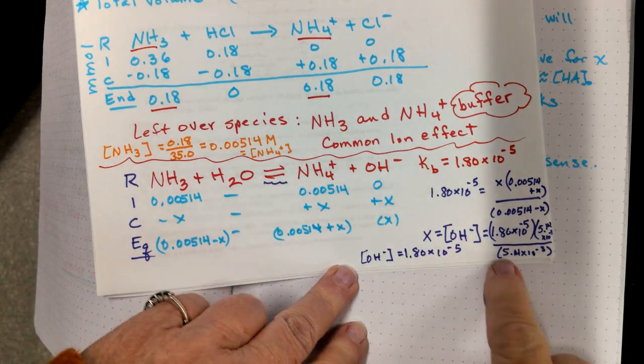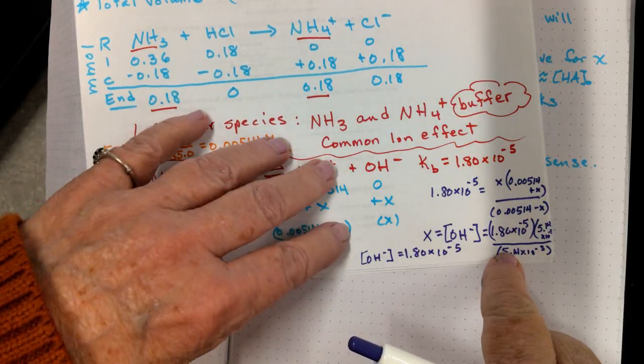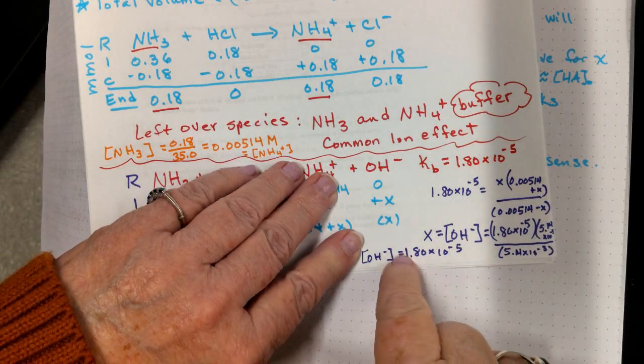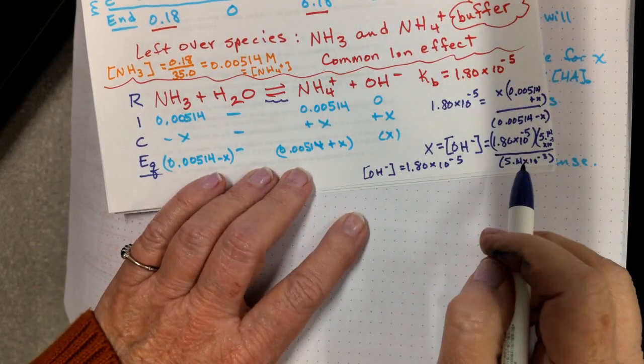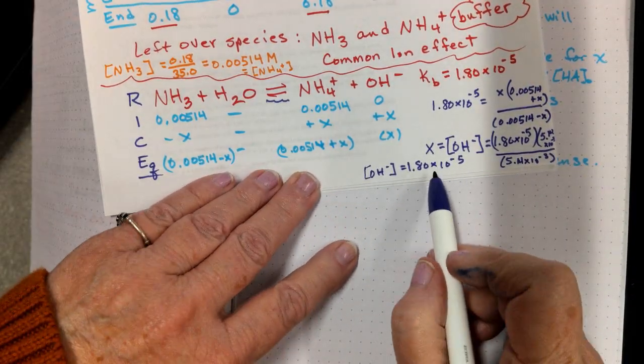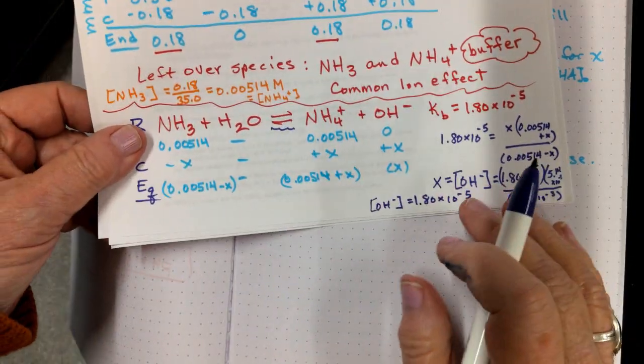Now, if I had a calculator, I would go on and solve this with the quadratic and probably get a little bit different answer. But just for the sake of showing you how to do it, I'm not worried about that yet. So that's that. How do we get the pOH?